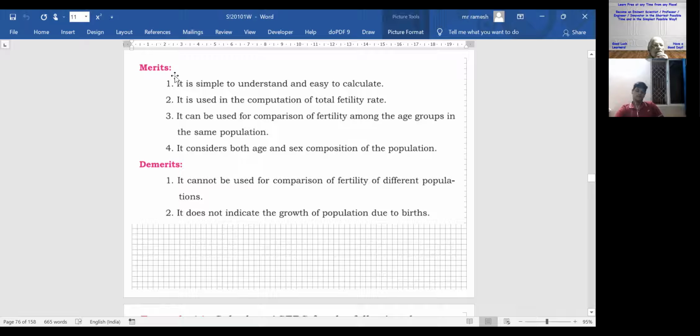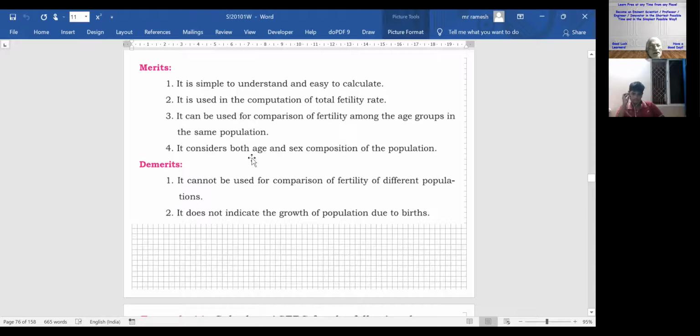Now, what are the advantages of this method? It is simple to understand and easy to calculate. It is used in the computation of total fertility rate. It can be used for comparison of fertility among the age groups in the same population. It considers both age and gender composition of the population. So here it is not total, this is for age specific only we are telling. So you don't write that; you write it is simple and easy to understand. But it is used to compute the age specific fertility rate, you have to say. Don't say total. It can be used for comparison of fertility rate among the age groups only.